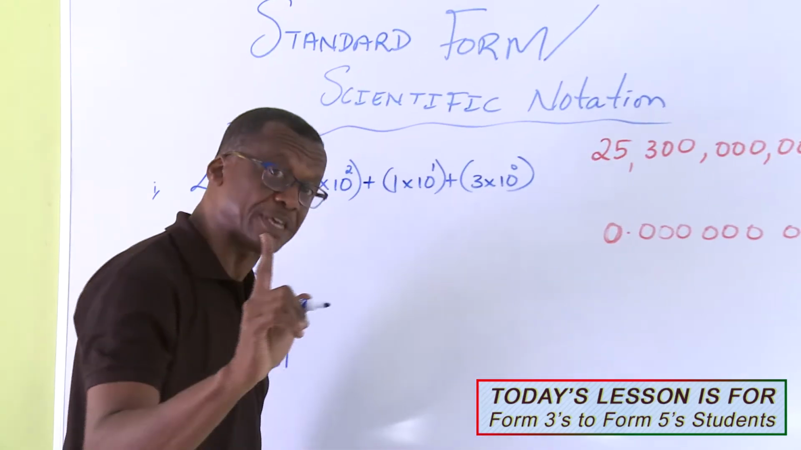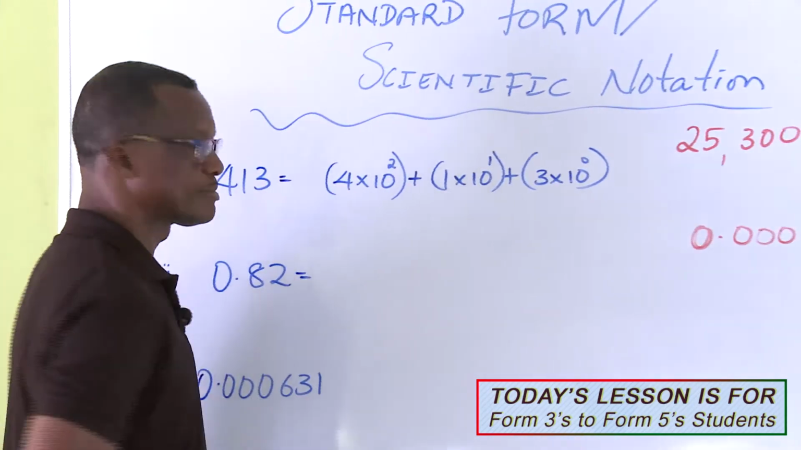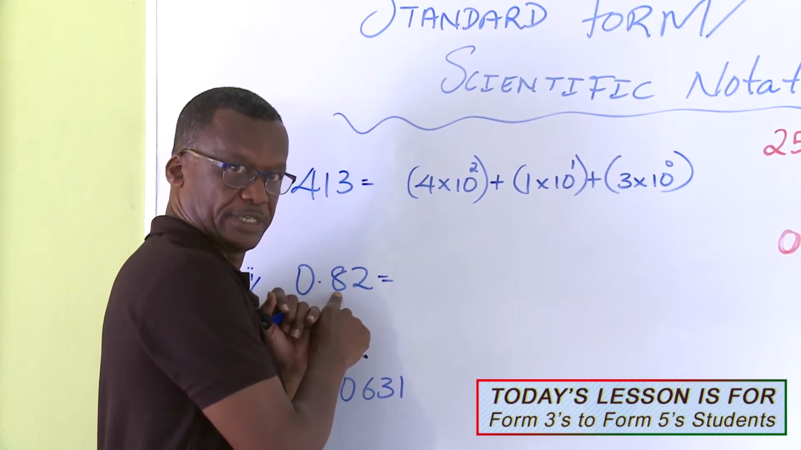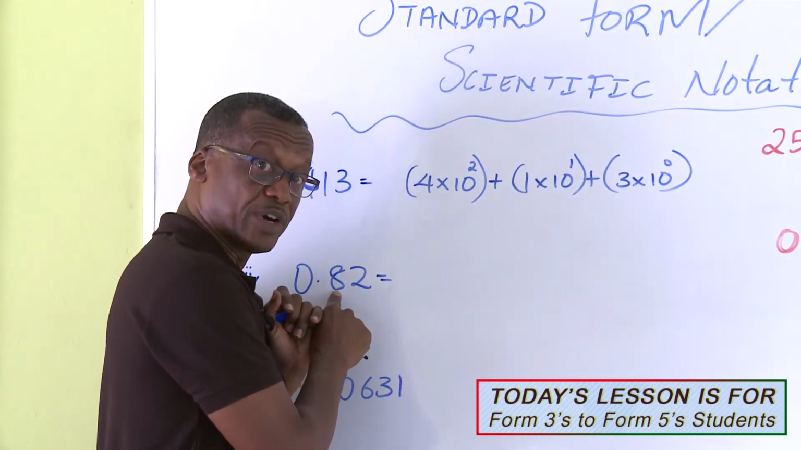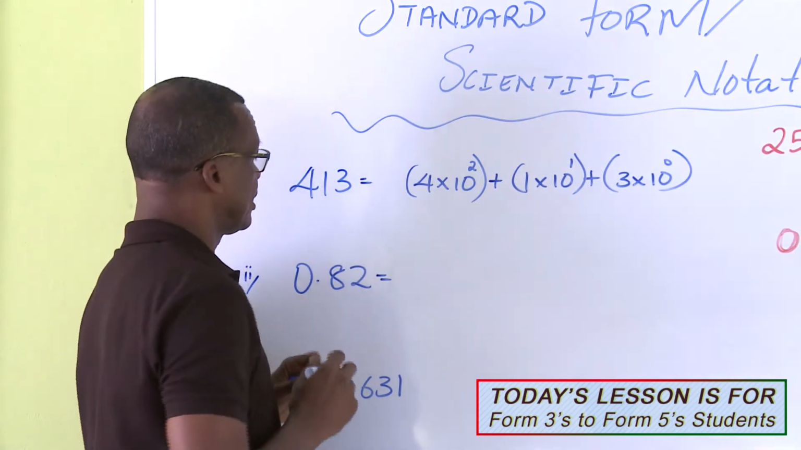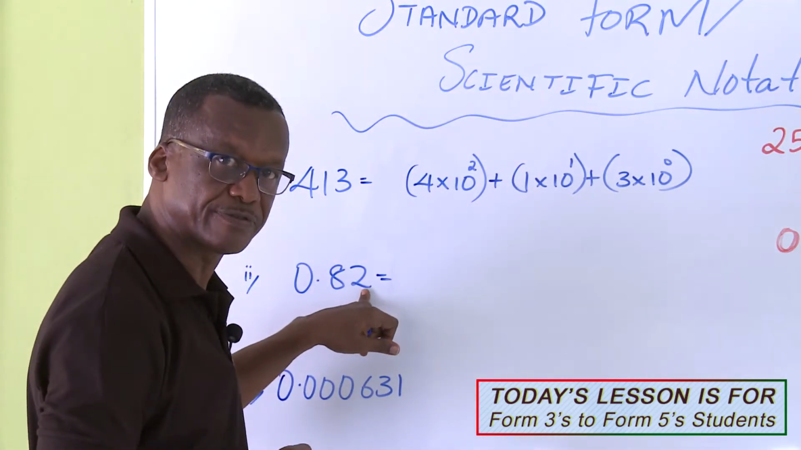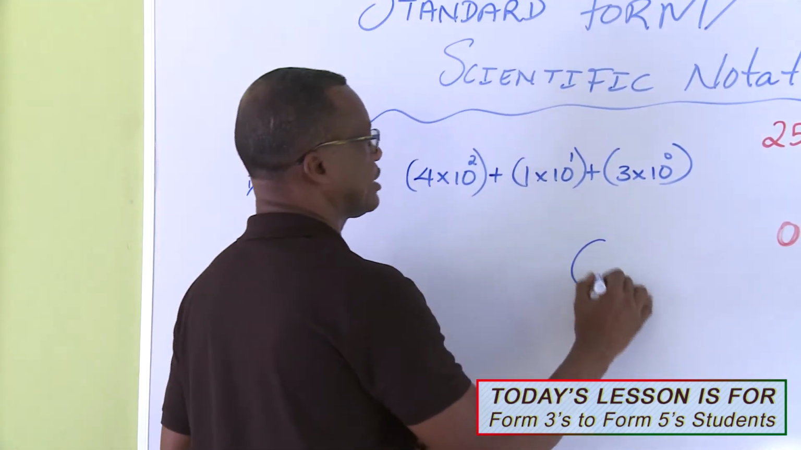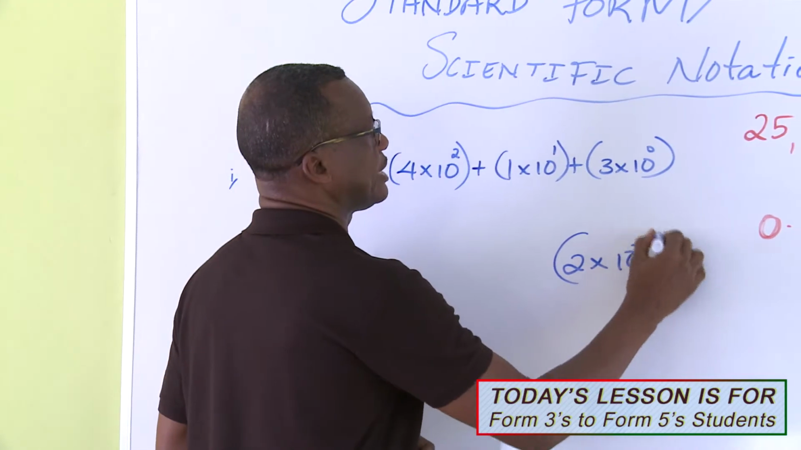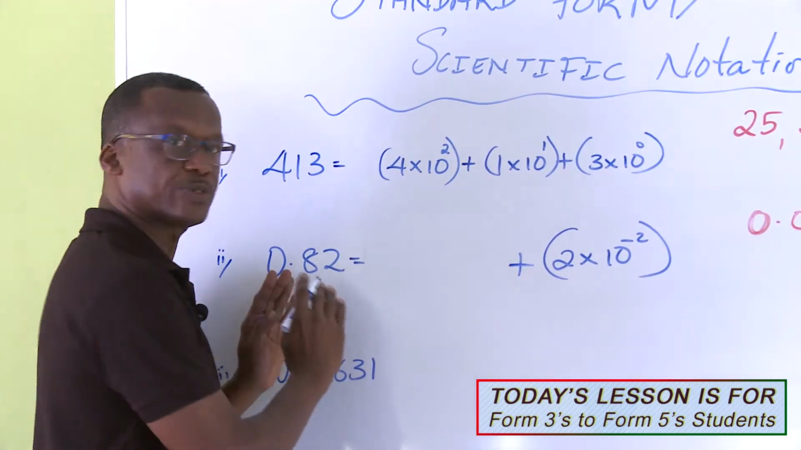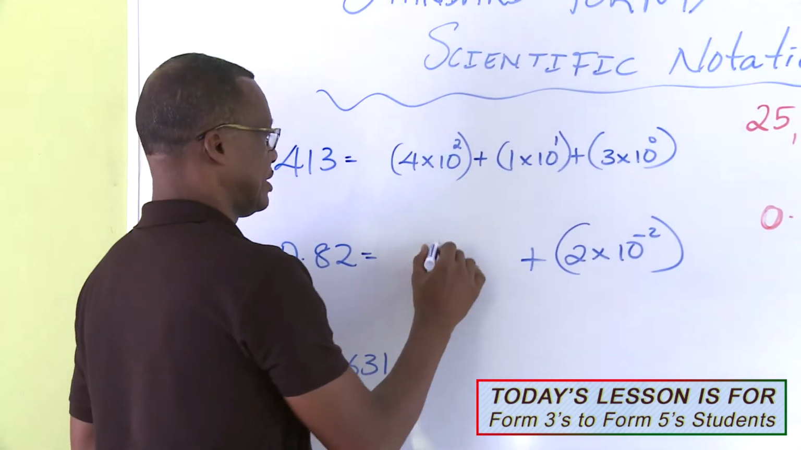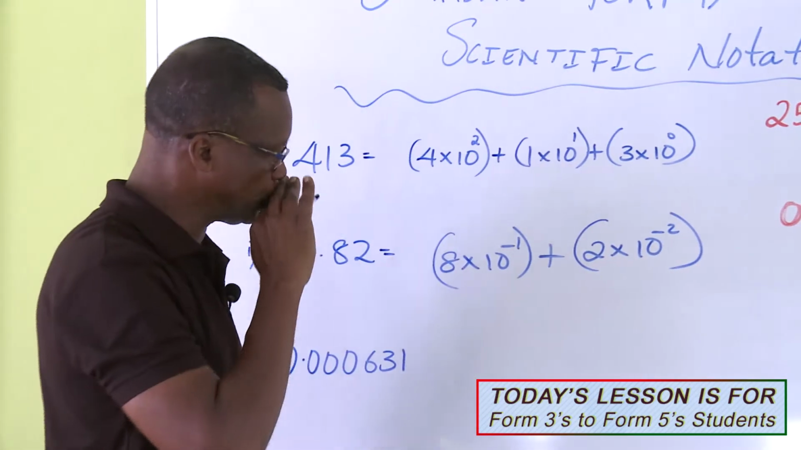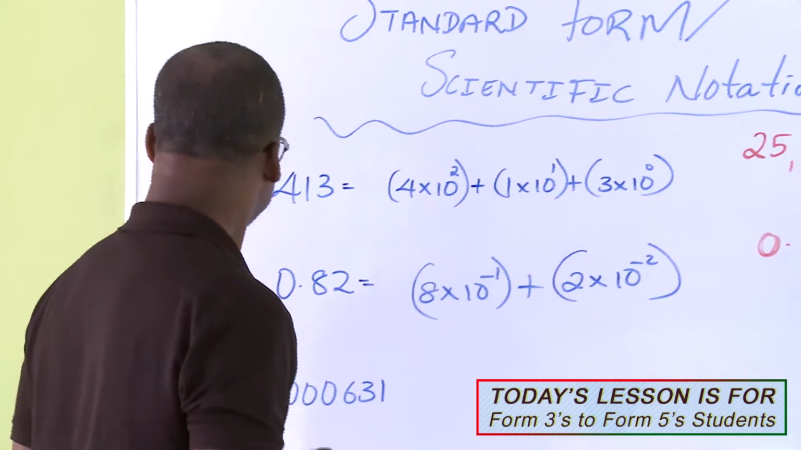Now we can do the same thing with this decimal fraction. Understanding that the first place on the right side of the decimal point would be 10 to the power of negative 1, or tenths. And the second place would be 10 to the power of negative 2, or hundredths. So we can expand 2 times 10 to the negative 2, because we always start from the far right, plus 8 times 10 to the negative 1.